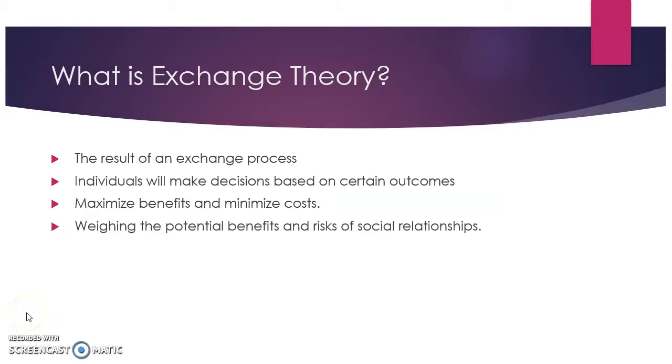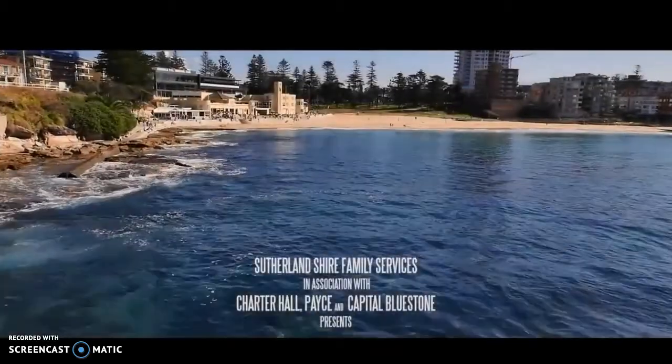What is exchange theory? The result of an exchange process. Individuals will make decisions based on certain outcomes, maximize benefits and minimize costs, weighing potential benefits and risks of social relationships. And we're gonna watch a video that has an example of that.